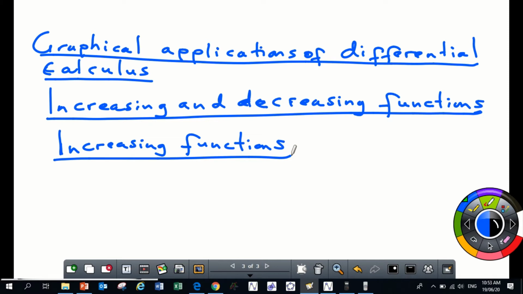Because one function can both increase and decrease. Sometimes it can increase, then decrease, then increase, in the case of a cubic graph or a cubic function. So make sure you know that. Right, the next point. For all increasing functions, the gradient is positive.